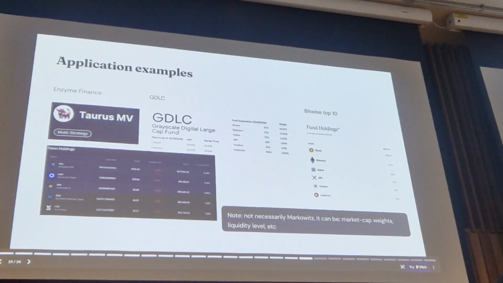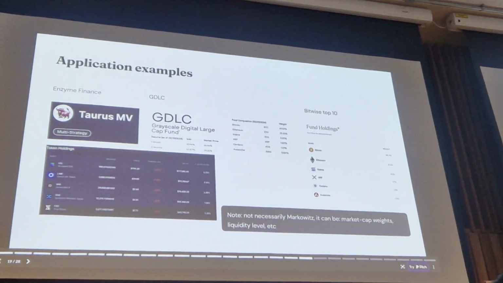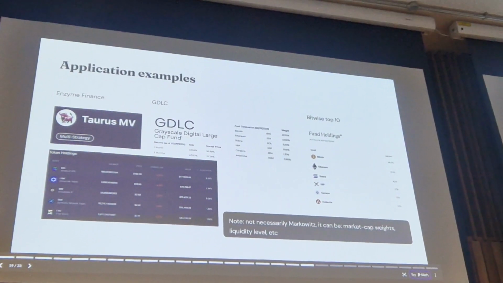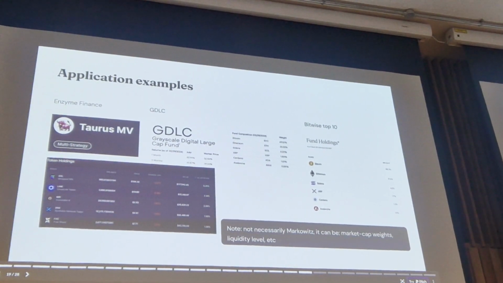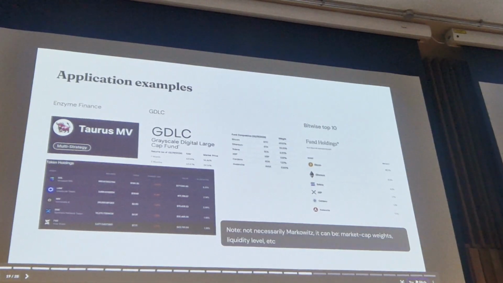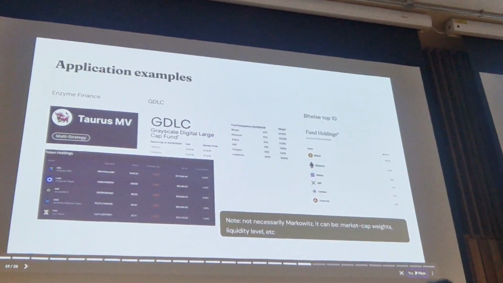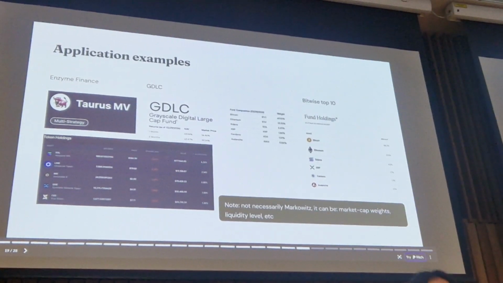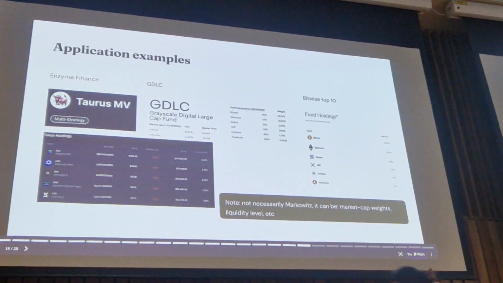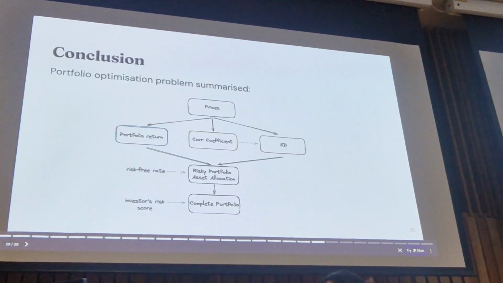Sometimes it's a trade secret, sometimes not so secret, how they build the weights. And yeah, like I mentioned, it's not necessarily Markowitz. It can be just market cap weights. It can be based on the liquidity level, and there are all sorts of other techniques they use.